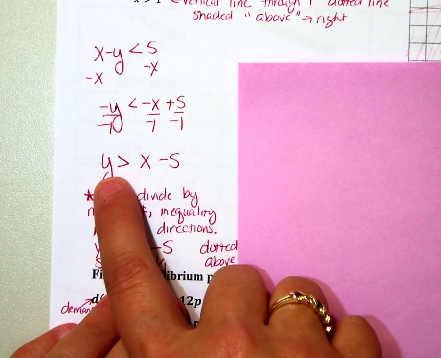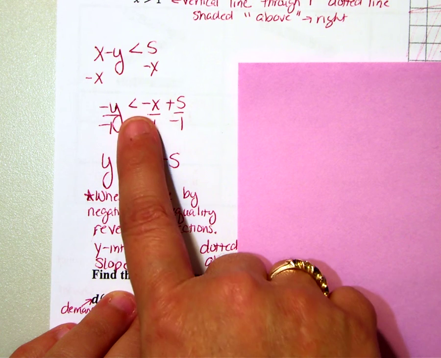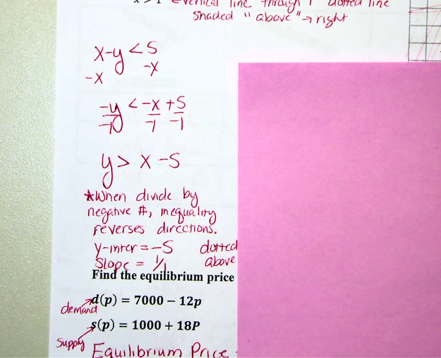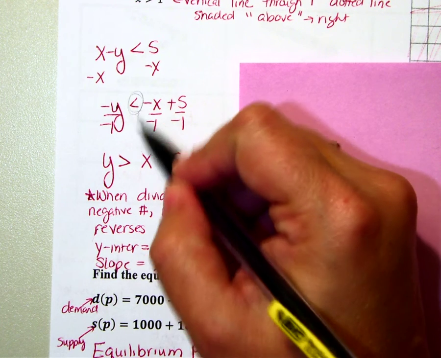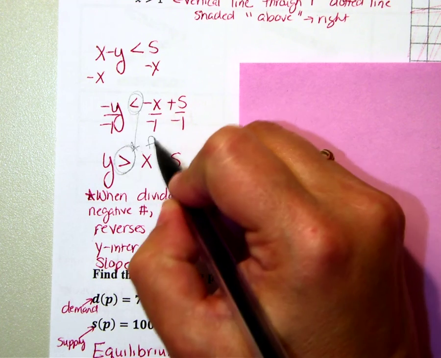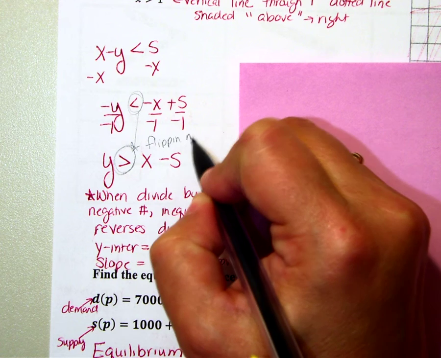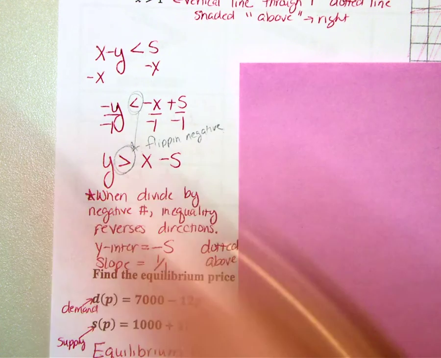So I reversed it. It's one of those things that we had to change the direction it went. So it went from one way to another way. It went from this way down to this way because it's a flipping negative. Don't you just hate that?